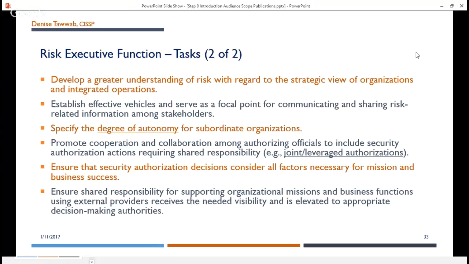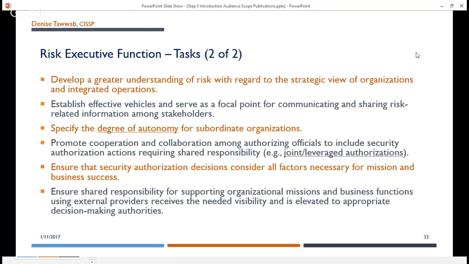The risk executive function also specifies the degree of autonomy that subordinate organizations will have, whether your governance model is centralized or decentralized. In a centralized model, all the decisions are made at the top and pushed down. In a decentralized model, there are certain decisions that are made at the top, but then the subordinate organizations have some autonomy about how they move forward.